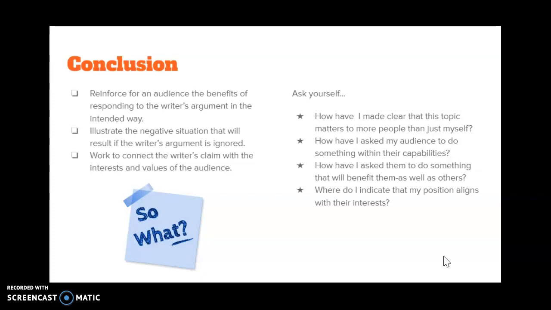And last but not least, your conclusion should wrap up your argument by restating your thesis in a different way, summarizing your main points, and answering the question, so what, for your audience. Basically, now that you have provided the audience with your position and reasons supported with evidence, you need to give them a call to action or really answer that question, so what now?